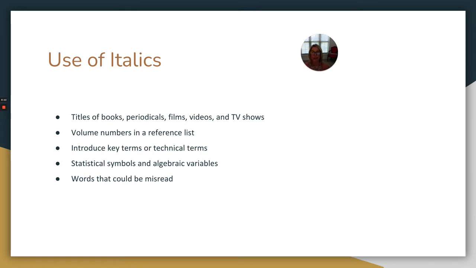When you introduce a key term or a technical term, instead of bolding that or putting it in quotation marks, you would use italics to introduce that term in your paper. Italics are also used for statistical symbols and algebraic variables, and words that could be misread, something that you want to stand out to your reader.